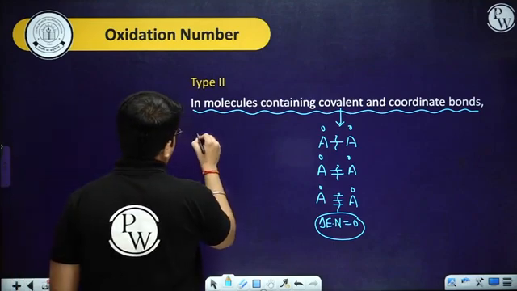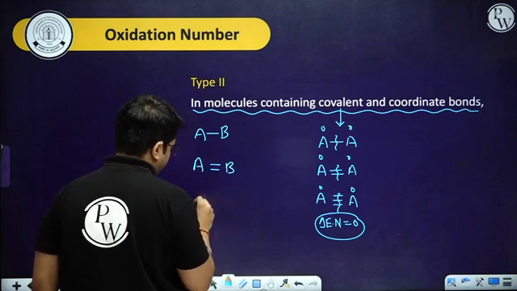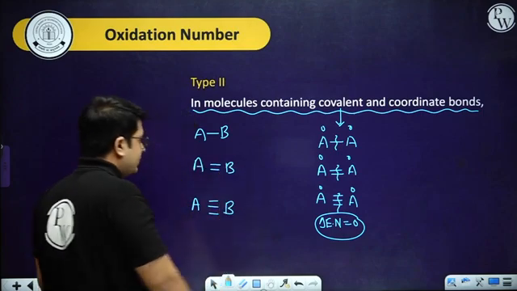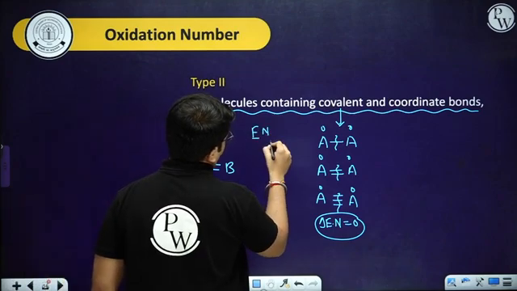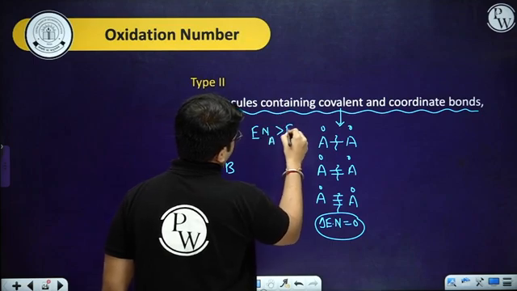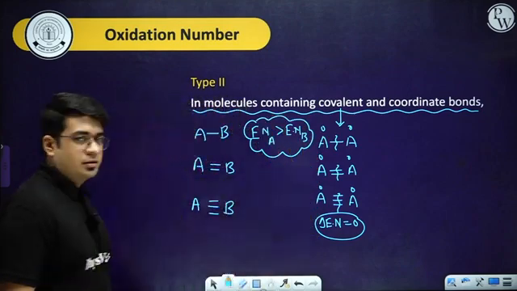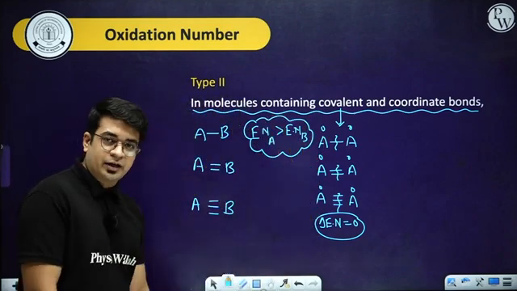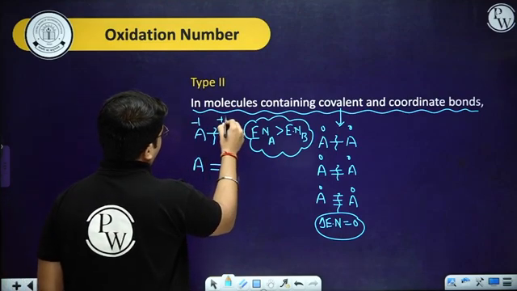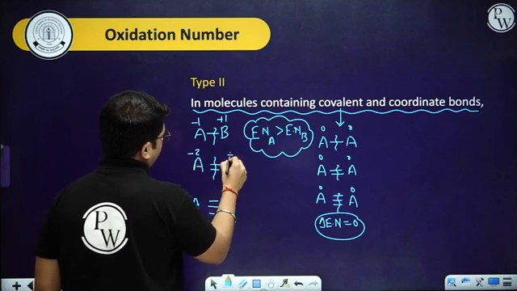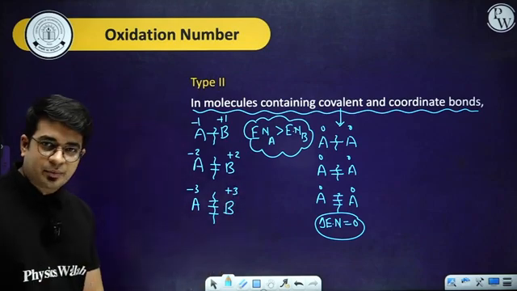Second case, let's say A single bond B, A double bond B and A triple bond B, and the electronegativity of A is more than the electronegativity of B. That is the condition. So definitely, if the electronegativity of A is more, it will acquire negative charge. Single bond is there, so -1 +1. Double bond is there, -2 +2. Triple bond is there, -3 and +3. That's how you can separate the charges.